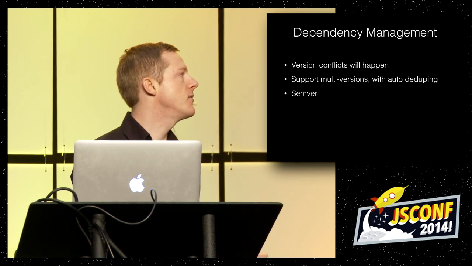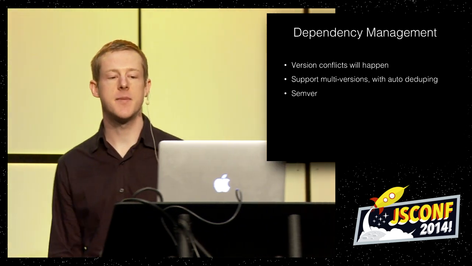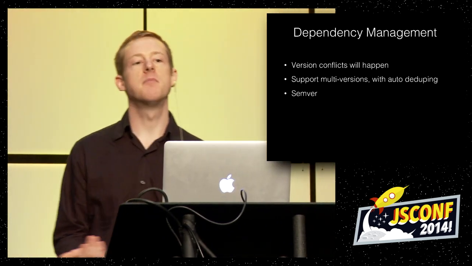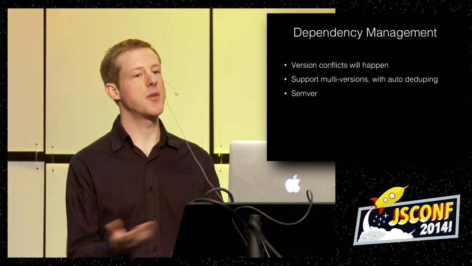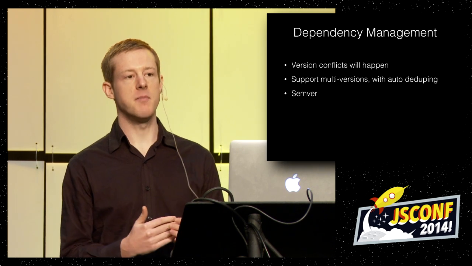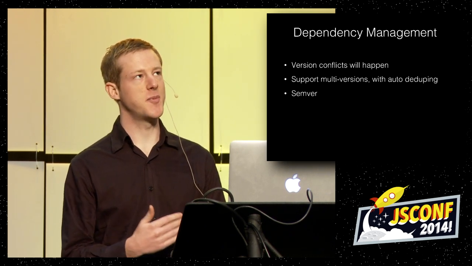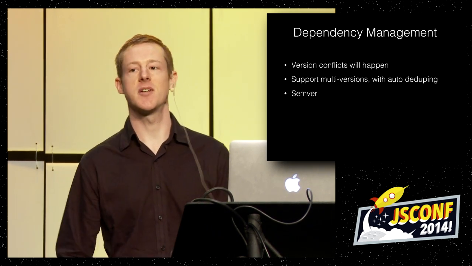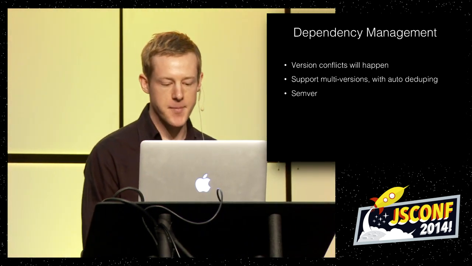You have to be able to run two versions of the same library at the same time, and then as much as possible minimize that duplication. So we know the ranges that every package is allowed to be installed into, and then we try to minimize the duplication of versions and find the best version solution that's going to work for that.